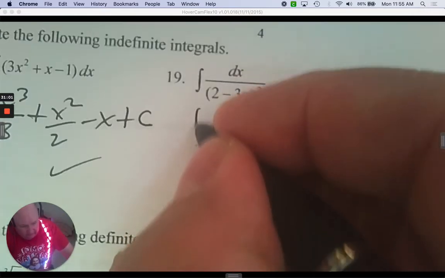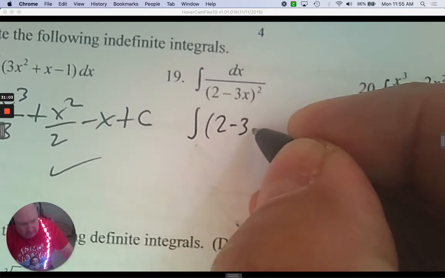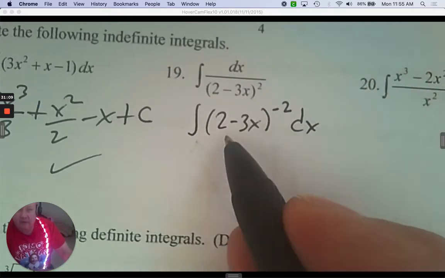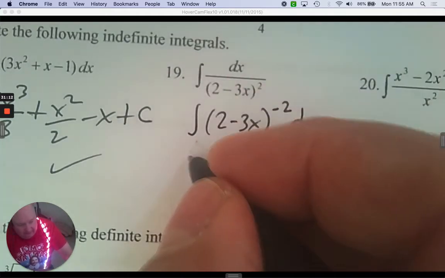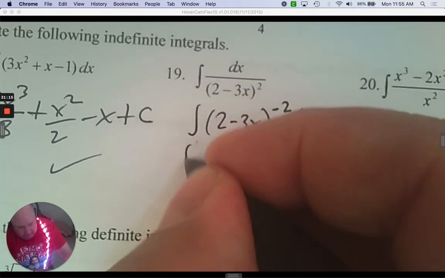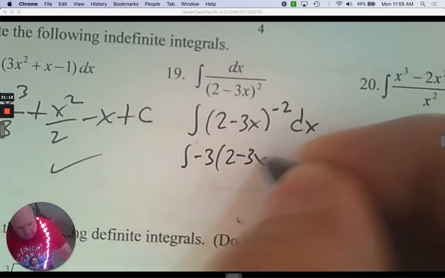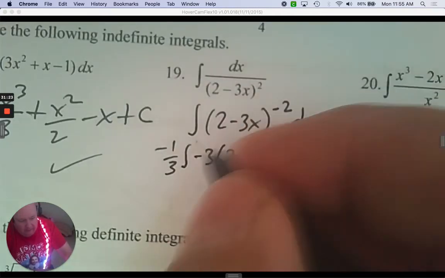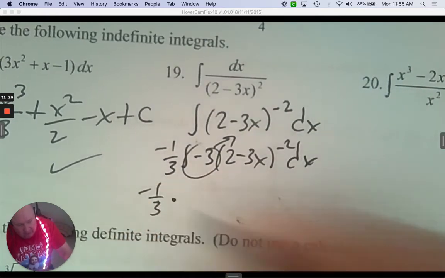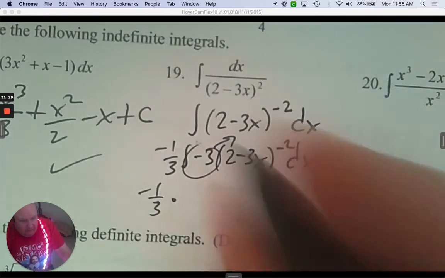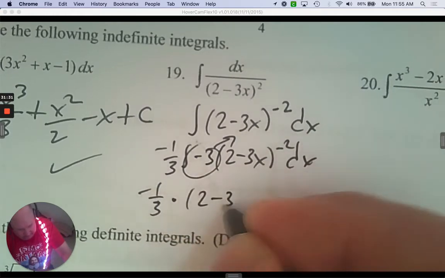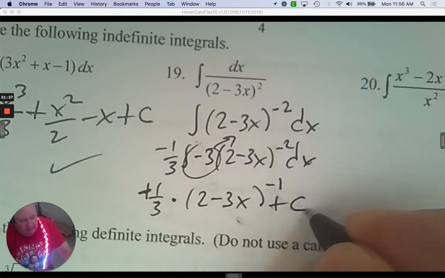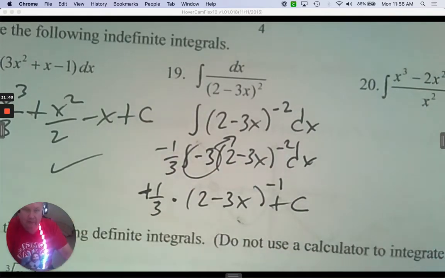Here, I'm going to write it calculus friendly. So I'm going to write 2 subtract 3x to the negative 2. There's a hook on here, and the hook on is negative 3. So I need the fraction negative 1/3, so it stays equivalent. Unhook this. Negative 1/3 is part of the answer. Add 1 to the exponent. Divide by negative 1, and then that makes it positive. So dividing by negative 1 makes it a positive 1/3, and it's done.